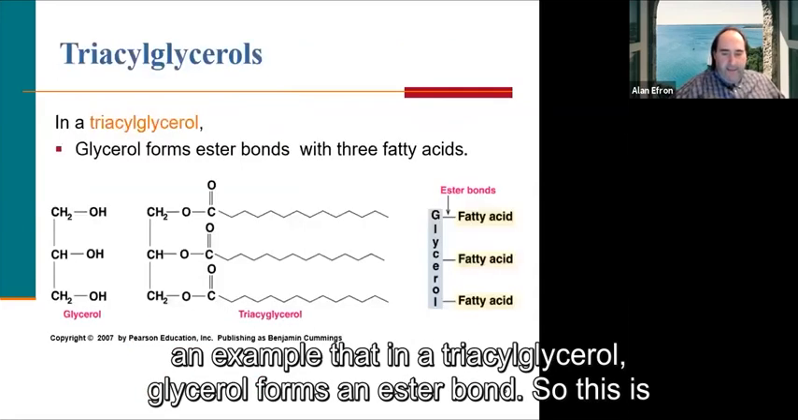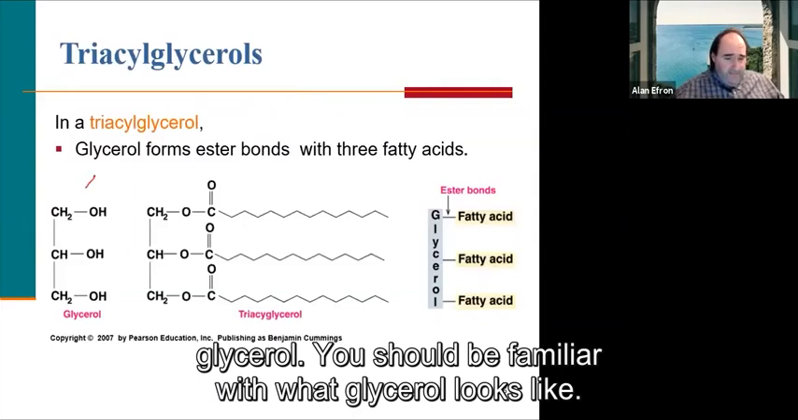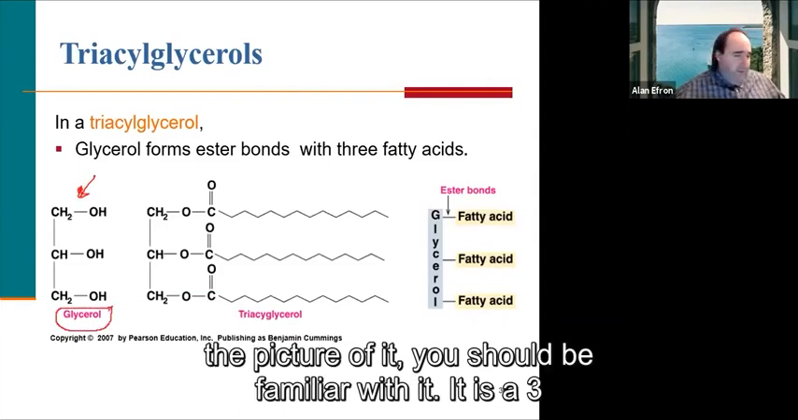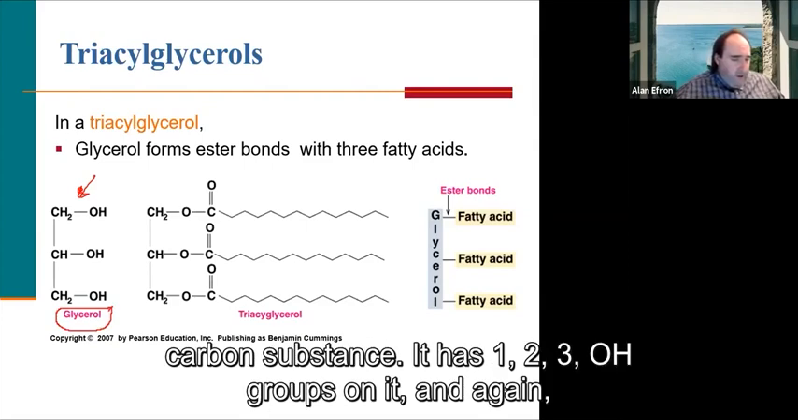And here's an example of that in a triacylglycerol. Glycerol forms an ester bond. So this is glycerol. You should be familiar with what glycerol looks like. Again, probably will not be asked to draw it, but if you see the picture of it, you should be familiar with it. It is a 3-carbon substance. It has 1, 2, 3 OH groups on it.